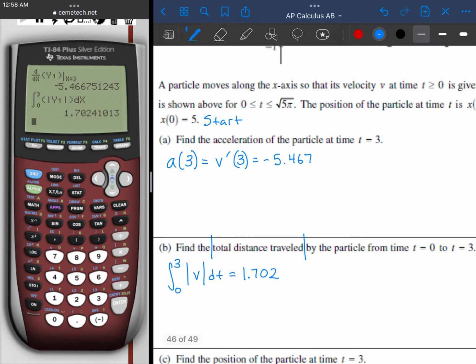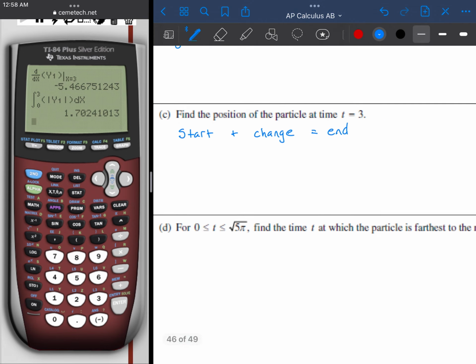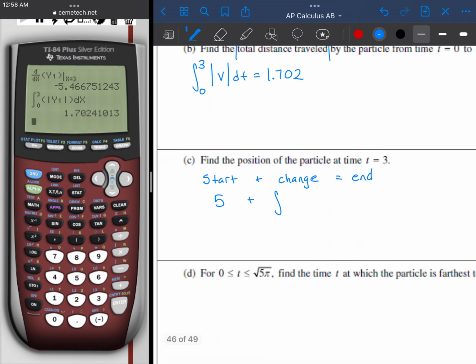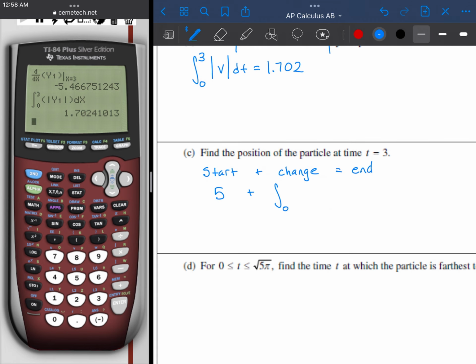Our start position again was 5. So this is going to say 5 plus the integral. The starting time should have been 0, right? Yeah, it says x of 0 is equal to 5. So this is going to say from 0 to the time that's asked for, which is 3 in this case, of our velocity function, dt. And you just plug that into the calculator. 5 plus math 9 between 0 and 3 of var is right, enter, with respect to x.